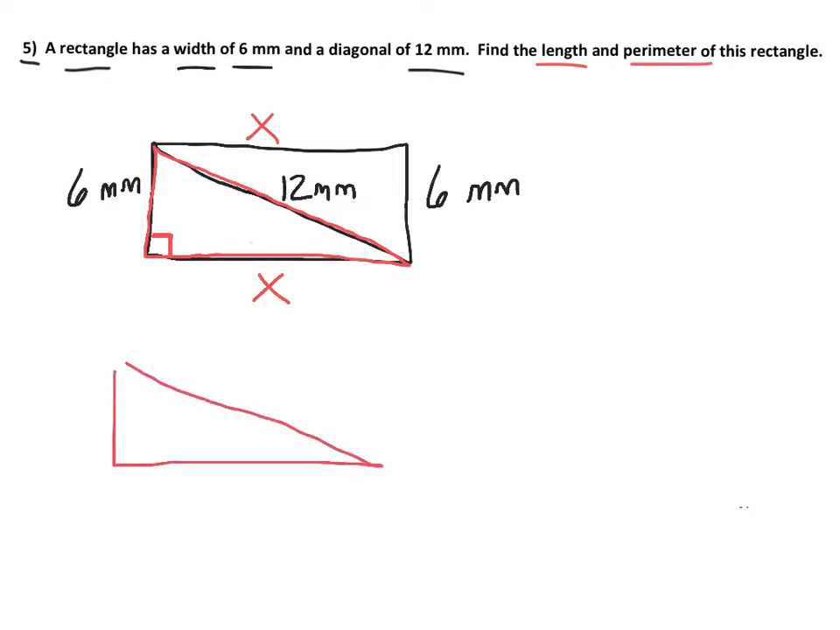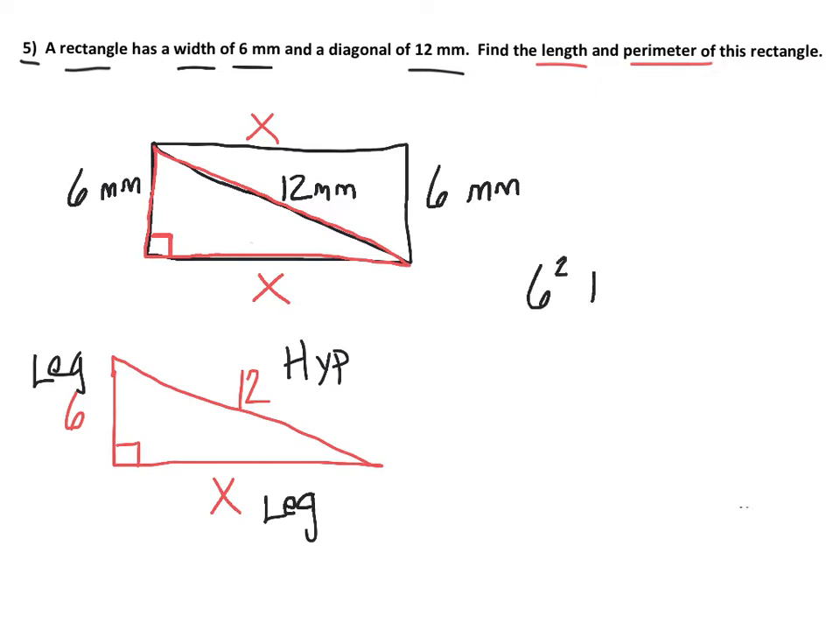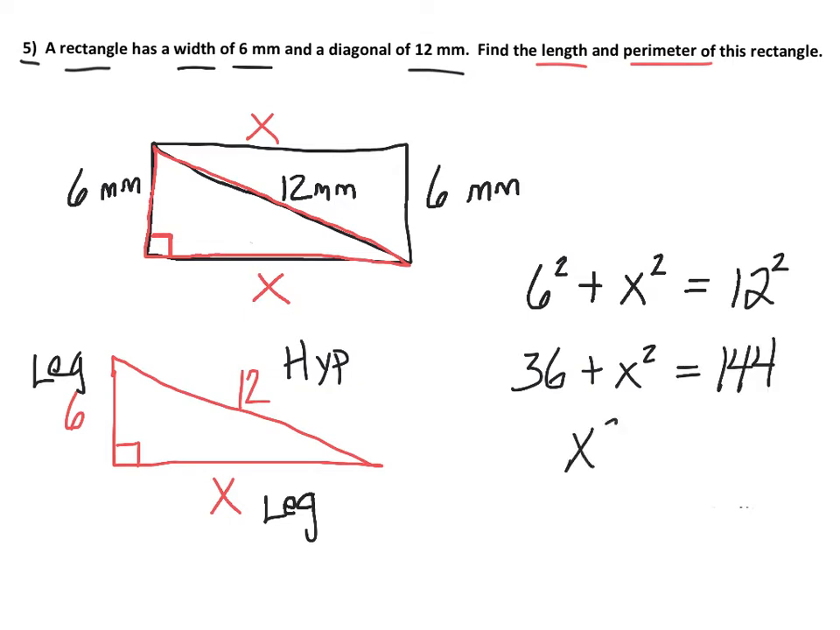So I'm just going to redraw it. We have the right angle here, we have 6 millimeters here, 12 millimeters here, and I'm looking for this value. So we have a right triangle. It looks like 12 is my hypotenuse, and then my 2 legs are 6 and x. Okay, so now let's go back and plug it into our equation. It's going to be leg squared plus leg squared equals hypotenuse squared. So I'm going to end up with 36 plus x squared equals 144. And after I subtract that, I'm going to get x squared equals 108.